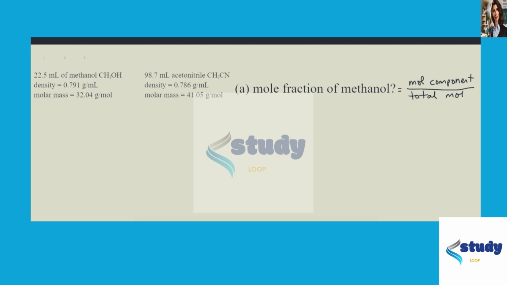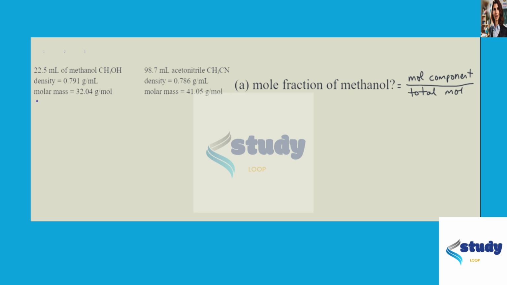In this problem, we are given the volume and density of methanol. We're not given the molar mass, but you can find that using your calculator and your periodic table. So this is one component, and what we're doing is we're mixing these 22.5 milliliters of methanol with 98.7 milliliters of acetonitrile. And again, for acetonitrile, you're given the density. You can find the molar mass with your periodic table. And we're going to use this information to calculate a number of different concentrations for this mixture.